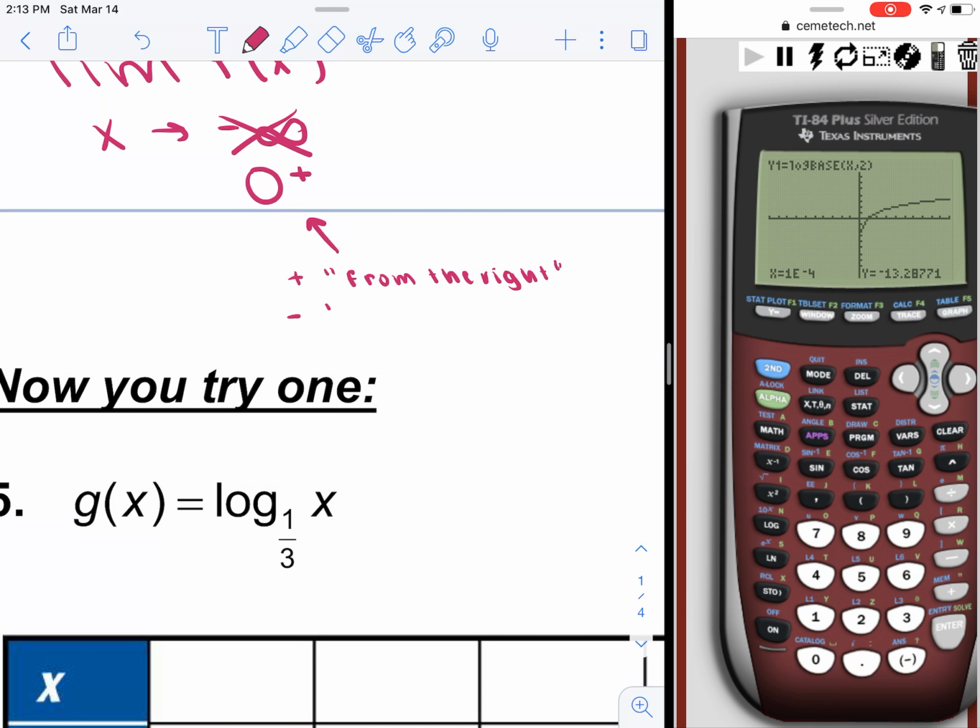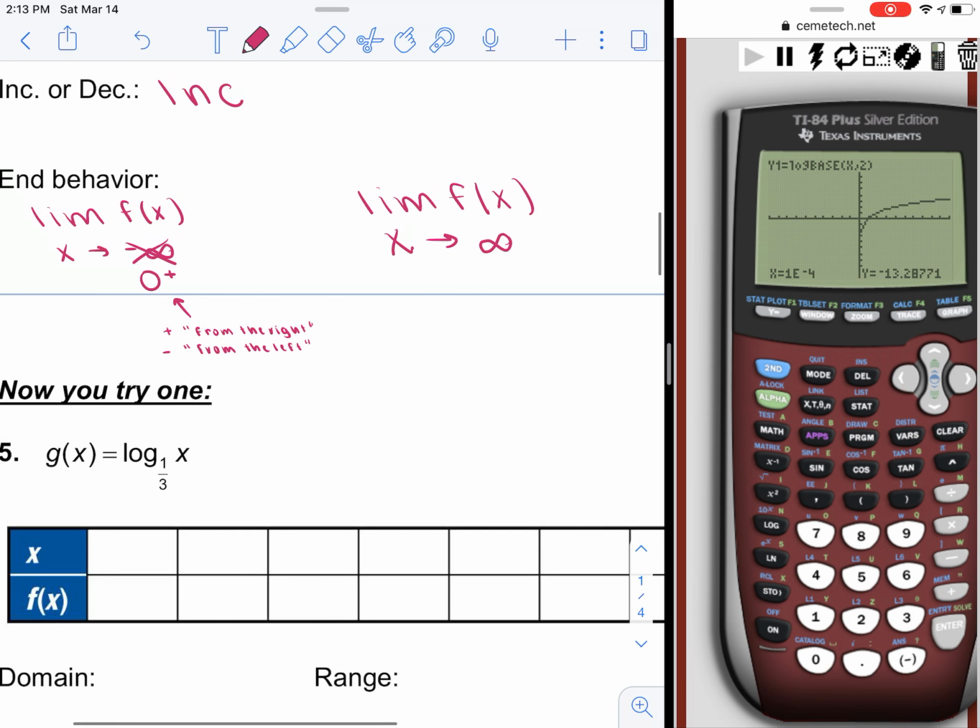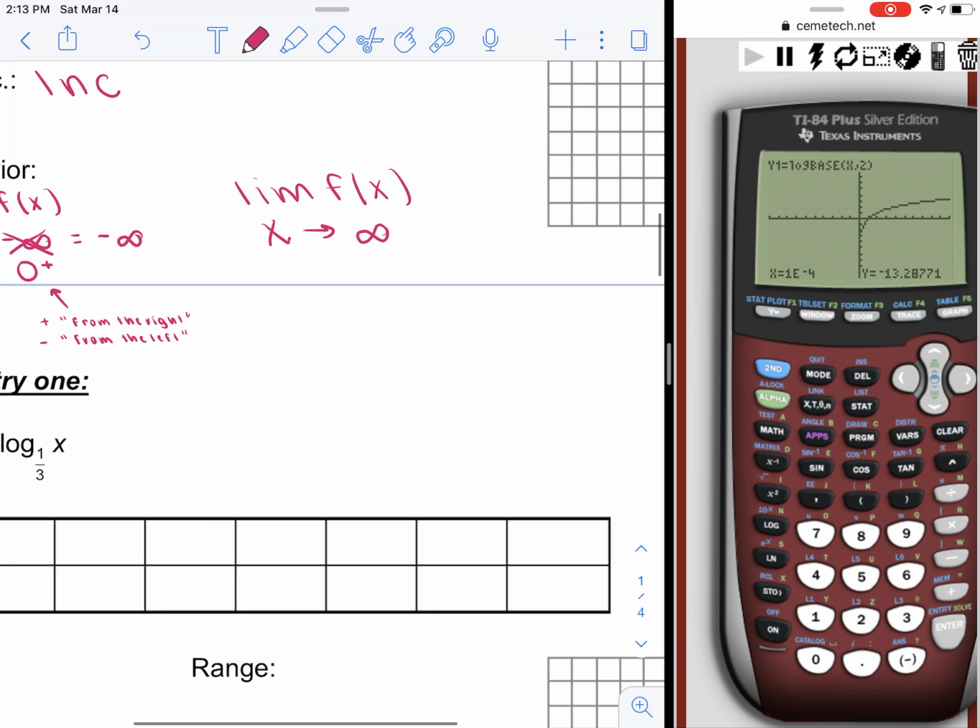And then if there's a minus sign, it means from the left. Now, since we're on the right-hand side of this asymptote, we would consider the from the right scenario. So as we approach 0 from the right, notice we are going to -infinity. As we approach infinity, which means as the graph goes to the right, we are also going to infinity.